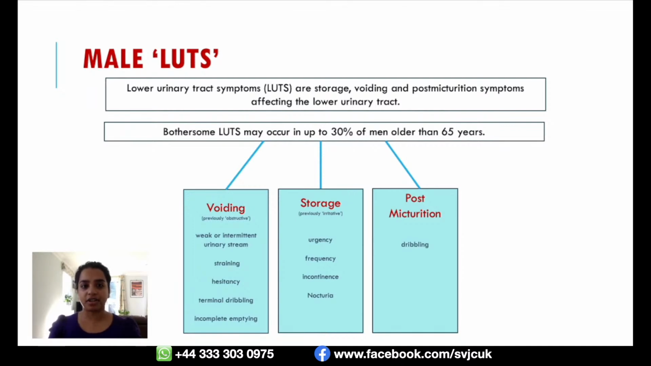The subdivisions of LUTS are voiding symptoms, storage symptoms, and post-micturition. Voiding symptoms include weak or intermittent urinary flow, straining, hesitancy, terminal dribbling, and the sensation of incomplete emptying. Storage symptoms are more in keeping with overactive aspects of lower urinary tract symptoms. These include urgency, frequency, nocturia, and incontinence. The post-micturition symptom that people are bothered by is post-micturition dribbling.